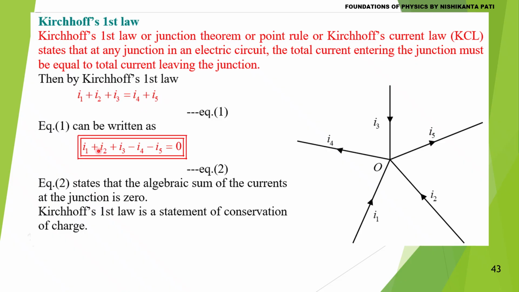This can be written I1 plus I2 plus I3 minus I4 minus I5 equals 0. We can say I4 leaving, or we can say minus I4 is entering towards the junction O. Similarly, I5 is leaving, we can say minus I5 is entering towards the junction O. So this equation says the algebraic sum of currents at the junction is 0. Kirchhoff's first law statement either can be this or can be this. Kirchhoff's first law is a restatement of conservation of charge.